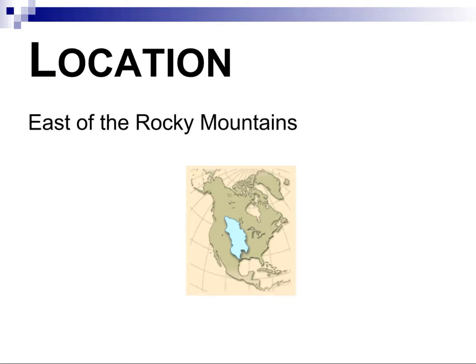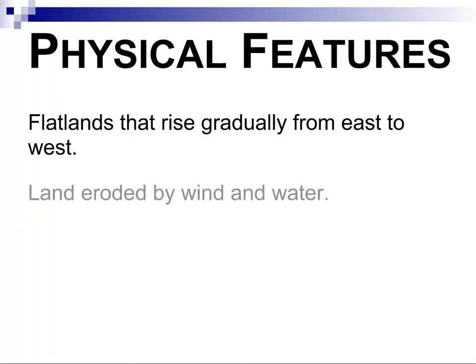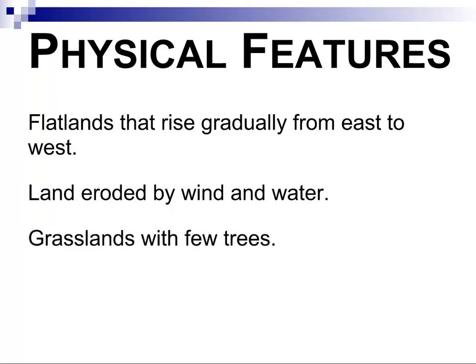So location, you can put east of the Rocky Mountains in parentheses behind it, put center of the country, however you want to describe it, but that blue region is what we're looking at. Physical features, flatlands that basically rise gradually from east to west, but more or less if you're on top of it, you think it's flat. It's eroded by land and water because there's not that much rain, there's not that many trees. Basically a big pasture, if you think of farm territory.